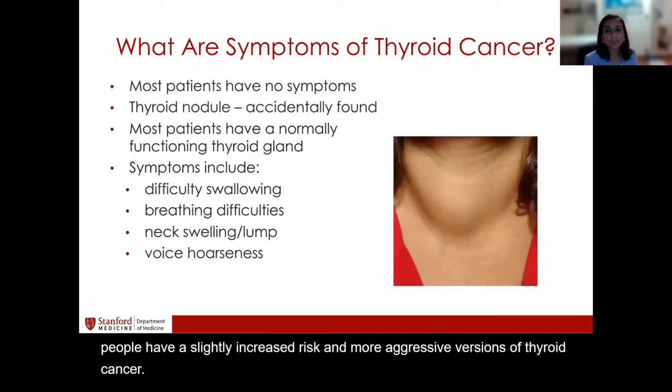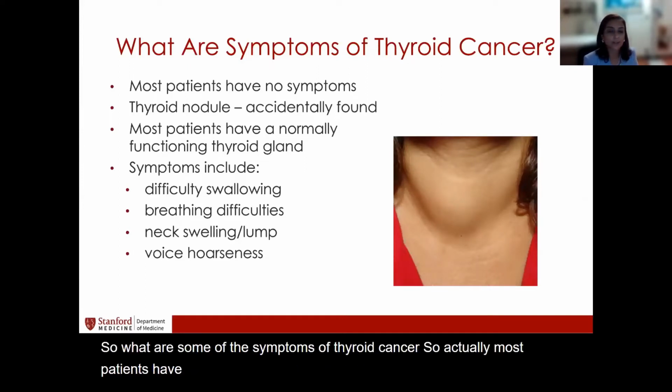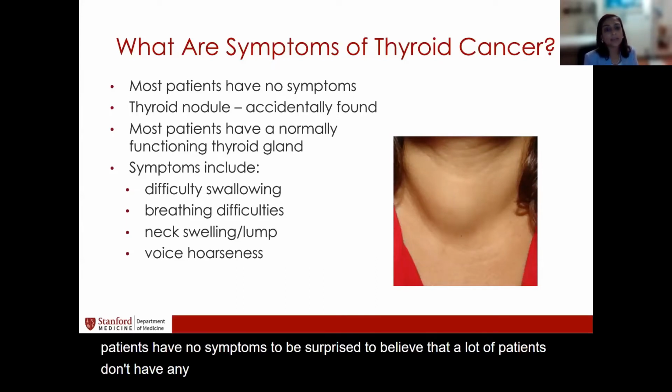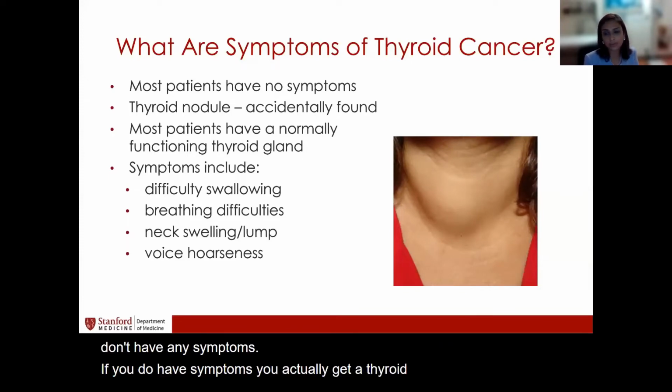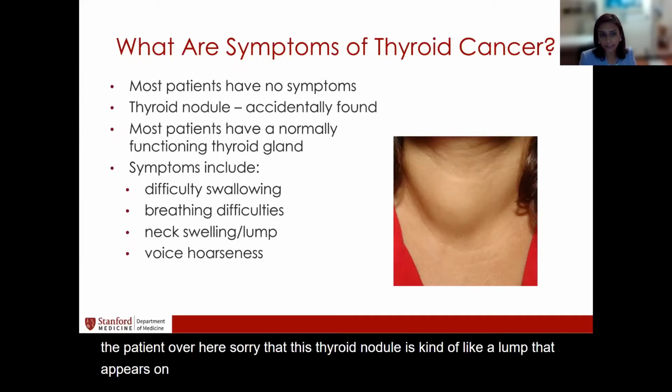So what are some of the symptoms of thyroid cancer? Actually, most patients have no symptoms. You'd be surprised that a lot of patients don't have any symptoms. If you do have symptoms, you get a thyroid nodule, and you can see in the patient over here that this thyroid nodule is kind of like a lump that appears on the thyroid gland in the neck area.